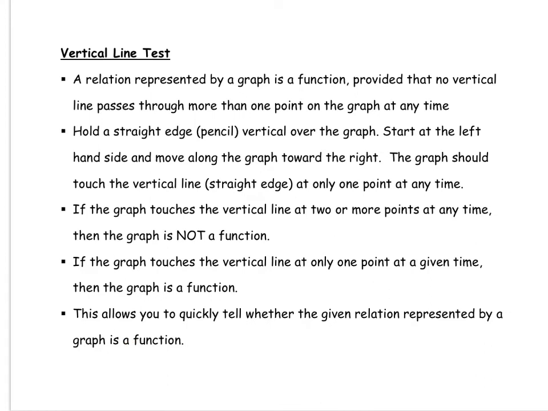So basically what you're going to do is draw a straight vertical line over a graph. If it touches the graph in more than one spot, then it is not a function. If it touches it at only one spot, then it is a function. So we'll look at some examples. You need to have a summary of this in your notes.